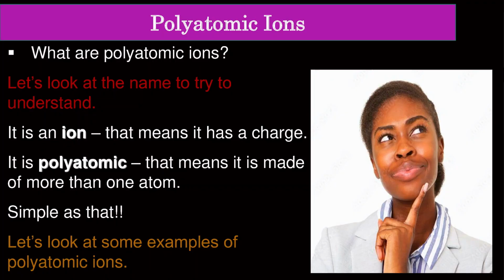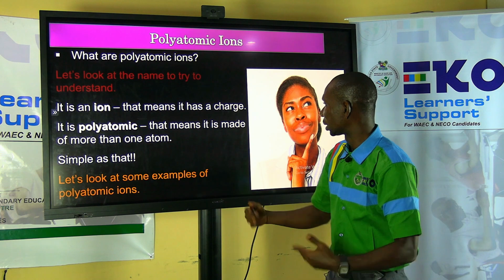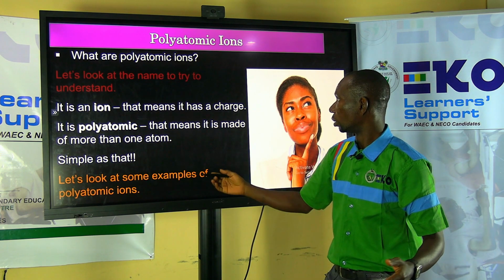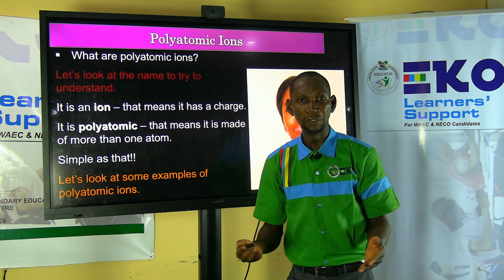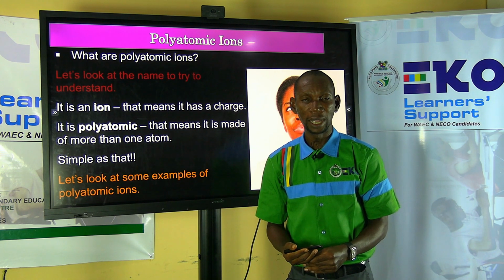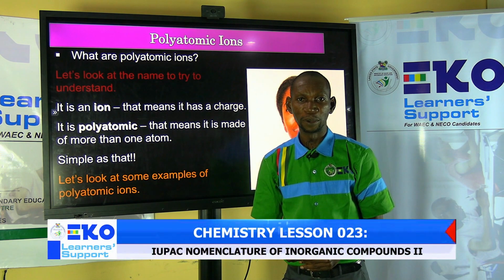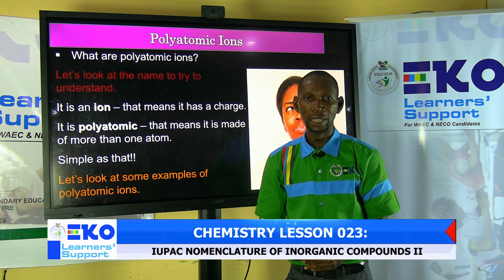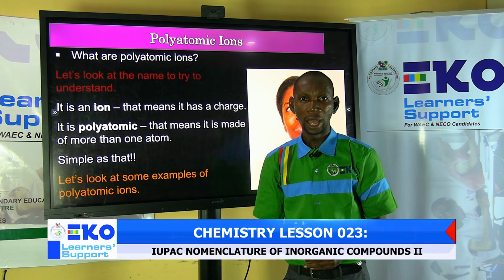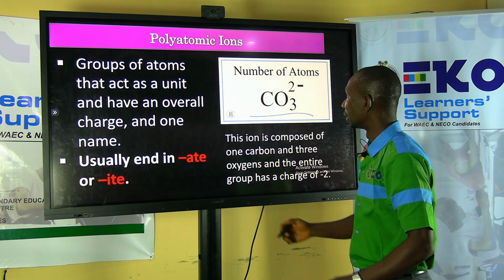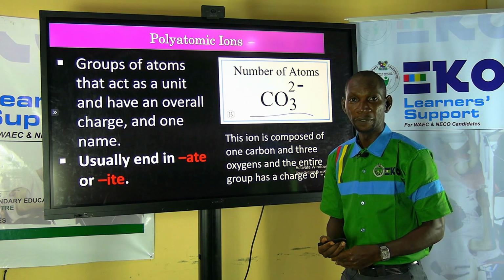Very simple. Now, the second part of the name is polyatomic. Poly means many, just like we have polymer, polysaccharide. So that means there are many, more than one atom. Can you now give me a definition for polyatomic ions? Wonderful, that is very correct. Polyatomic ions are ions that carry charge and they are made up of more than one atom. Very good. So that's the definition for you.